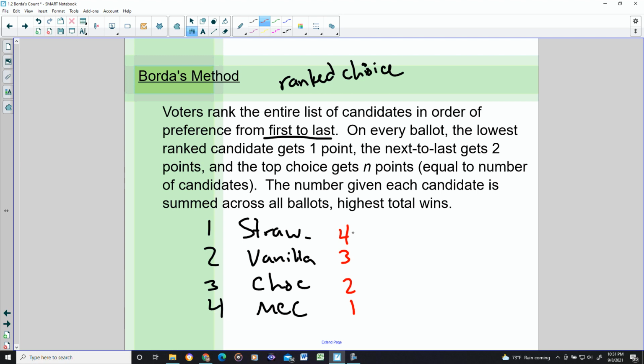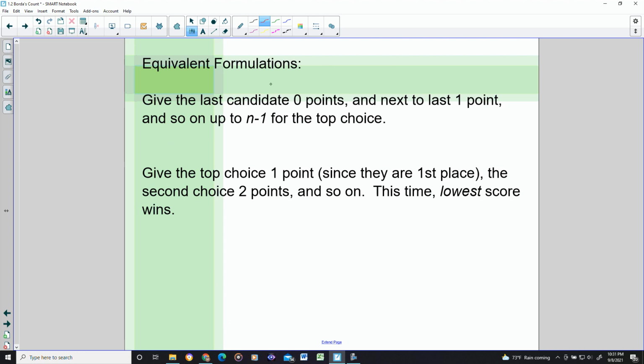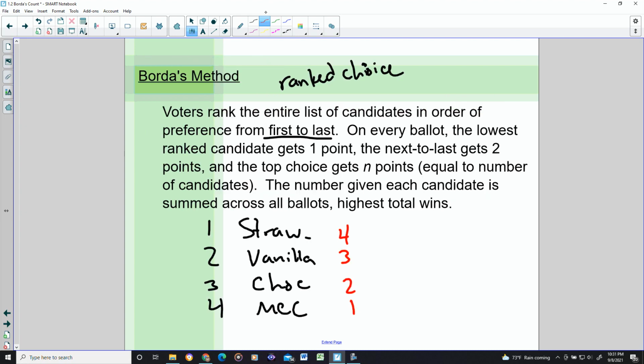That can be extraordinarily time consuming. Okay, but there's a couple ways that we can shorten this process a little bit. Another equivalent formulation is to give the last candidate 0 points, all the way up to the top choice getting n minus 1 points. So for that, going back here, instead we would give 0, 1, 2, 3. Okay, so we could do that.